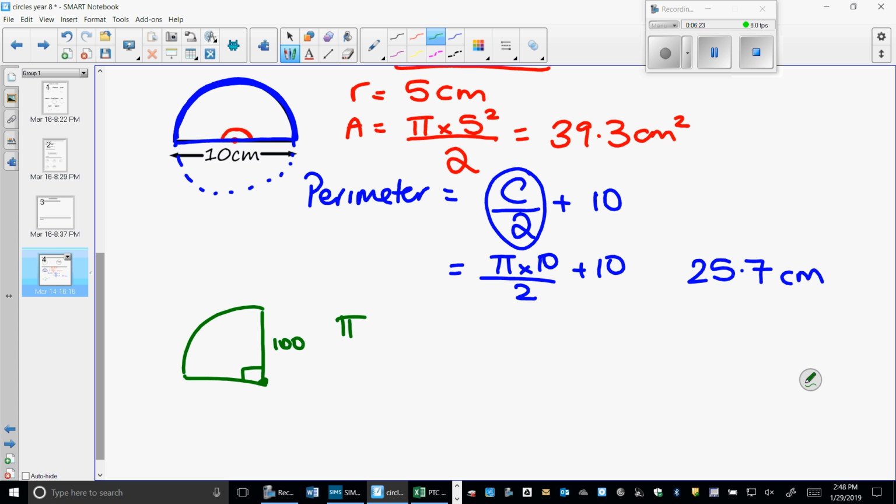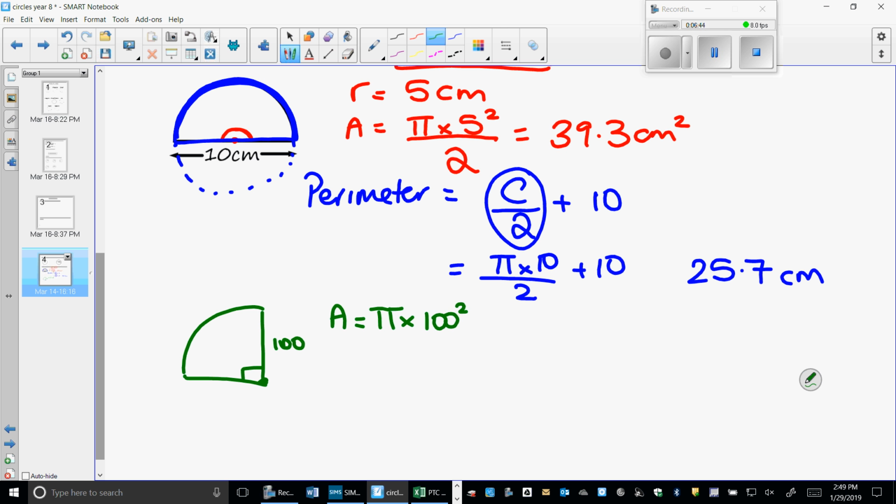Do we have the radius? Remember, that's always going to be our question when we're doing any of these questions. Do we have the radius or do we have the diameter? We have the radius, good. So it would be pi times 100.